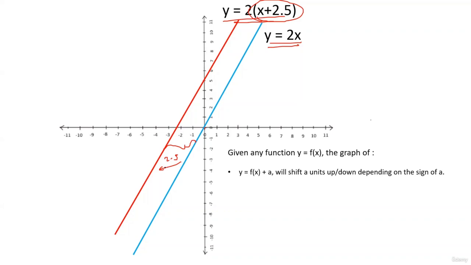So it is moving 2.5 steps towards the left, isn't it? Okay, so remember, for y is equal to f of x plus a, when the change is happening not in y but in x, that is x plus a inside the bracket, the graph will shift a steps to the left or right depending upon the sign of a. So here a is positive, so you are shifting towards the left. If a is negative, it will shift towards the right.